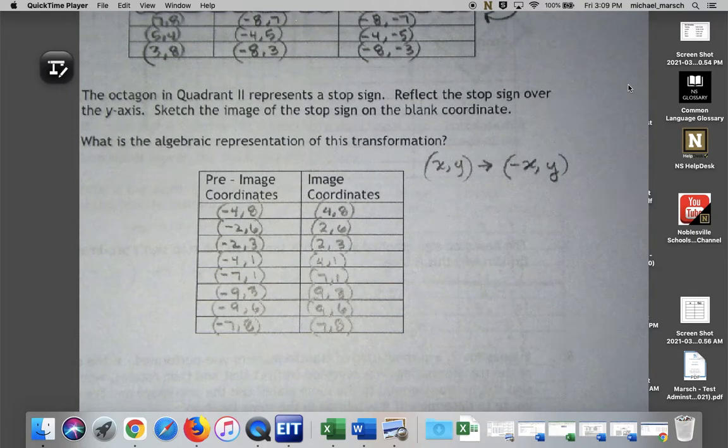And then you'll go ahead and plot those on the coordinate plane.